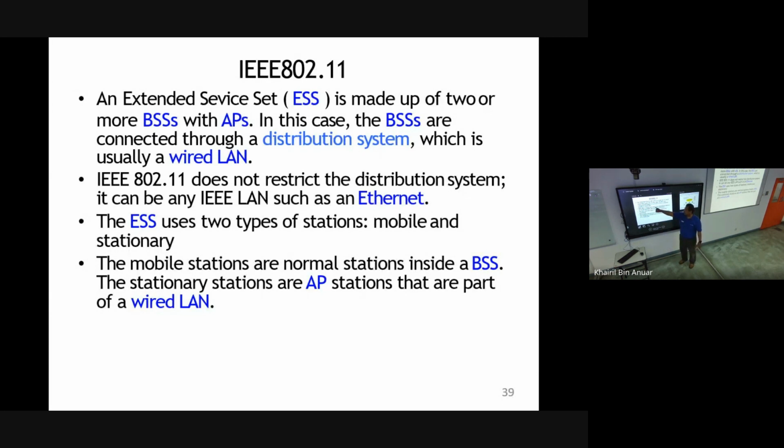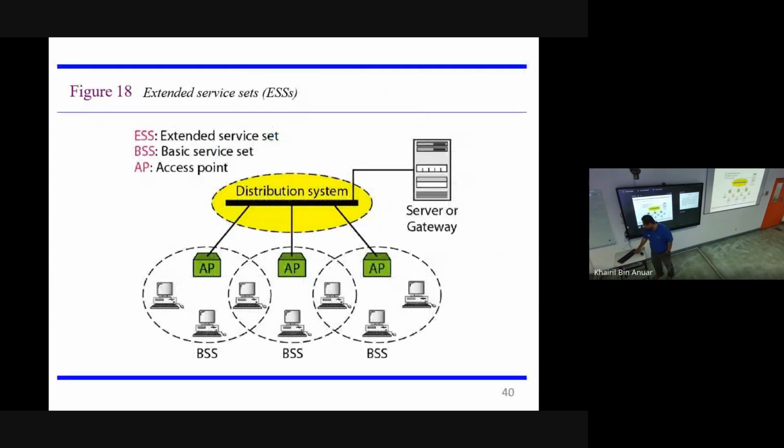So BSSs are connected through a distribution system, which is usually a wired LAN. Okay, and it does not restrict the distribution system. It can be an IEEE LAN or something such as the internet, meaning that it can be connected to the internet. The ESS uses two types of stations, mobile and stationary. The mobile stations are normally stationed inside a BSS, and the stationary stations are AP stations that are part of the wired LAN. So it can be a combination of wireless and wired, as we mentioned over here. Okay, so it can be your access point that is connected.